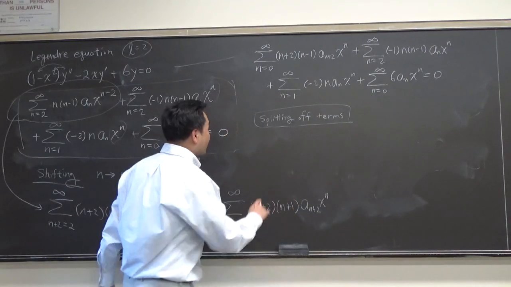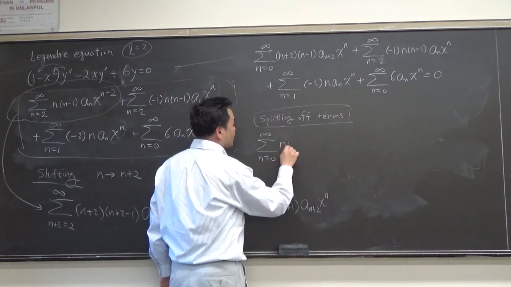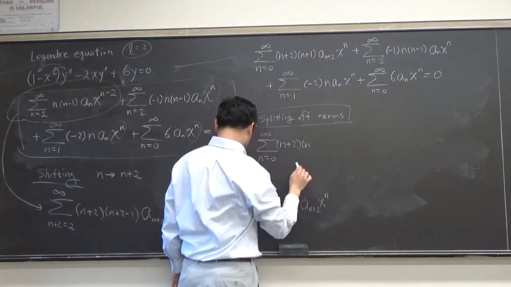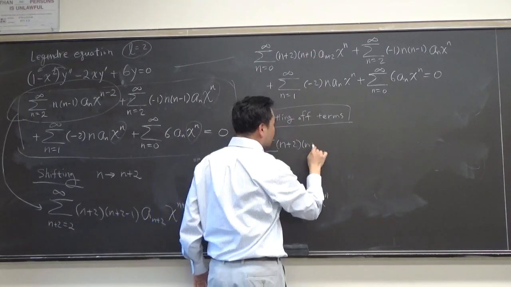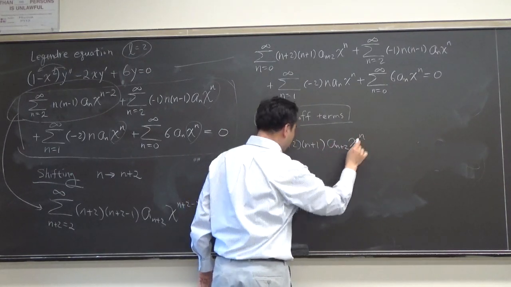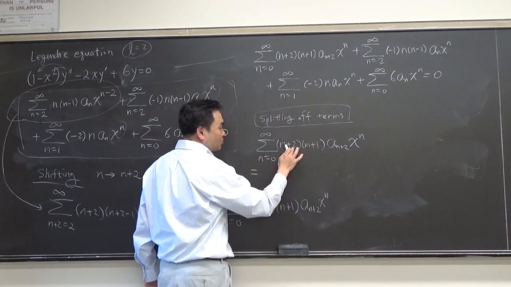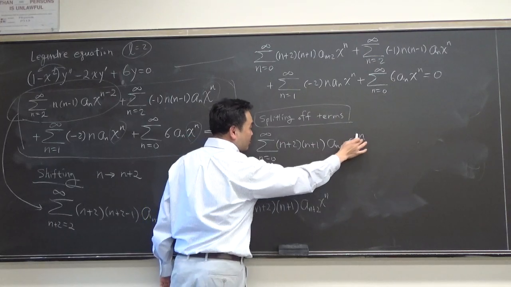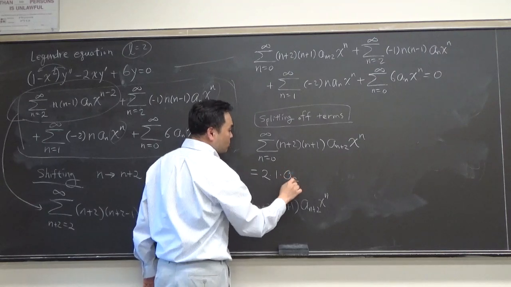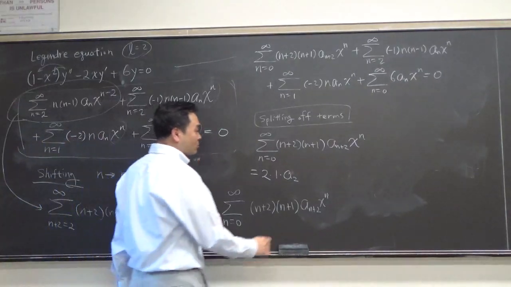Okay, so what I'm trying to say is that I want to write down n equals to 0 through infinity, n plus 2, n plus 1. Yep. N plus 1. Okay, and then a n plus 2, x to the n. When n is 0, let's see what it produces. It's 2 times 1 times a2 of x to the 0th power. So it's 2, 1, a2, and x to the 0th power is just 1, right? So that's what it produces.